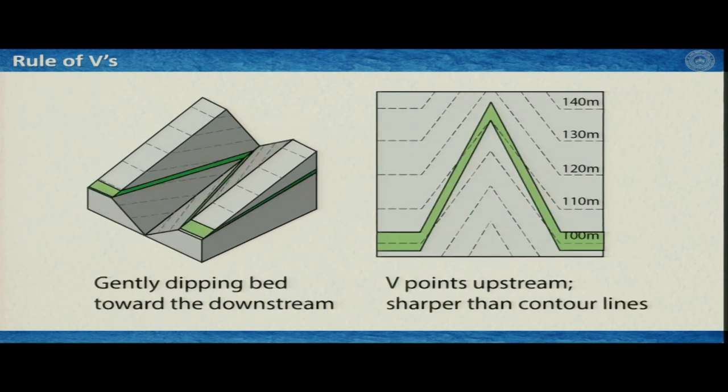If the bed is gently dipping towards the downstream, so this dip is very low, a low angle dipping bed. This is again the downstream, then the V would be something like that, and in the plan view it would be very interesting that when it was horizontal we saw that this angle of the V and this angle of the V were equal. But in this case, if the bed is gently dipping towards the downstream, then the V angle made by the bed inside the valley, if this is alpha and if this is alpha 1, then alpha is less than alpha 1. So, V points also upstream in this case and it is also sharper than the contour lines.